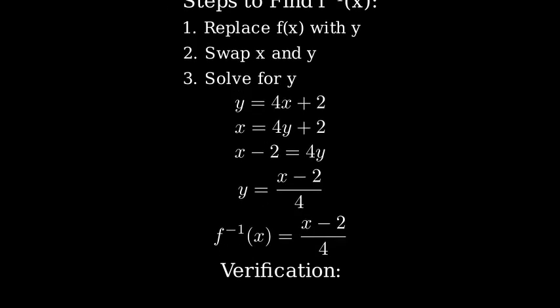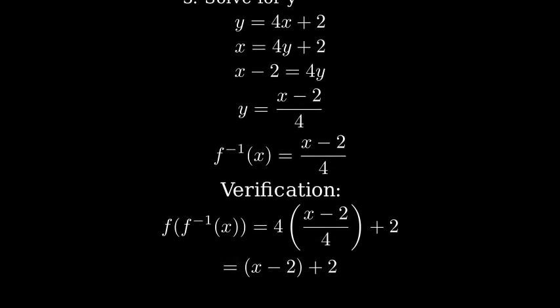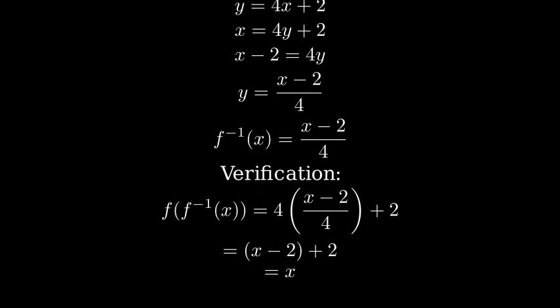Let's verify our answer by checking if f of f inverse of x gives us x. Let's substitute f inverse of x into f of x. f of f inverse of x equals 4 times the quantity x minus 2 over 4, plus 2. Simplify. This equals x minus 2 plus 2, which equals x. Perfect. This verifies that we found the correct inverse function.